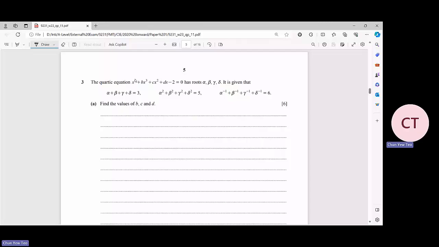Okay, now we take a look at question number 3. The quartic equation x power 4 plus bx cubed plus cx squared plus dx minus 2 equal to 0 has roots alpha, beta, gamma, delta. It is given that they have this relationship. So for part A, they want you to find the values of b, c, and d. So from here, part A, to find b is actually very straightforward.